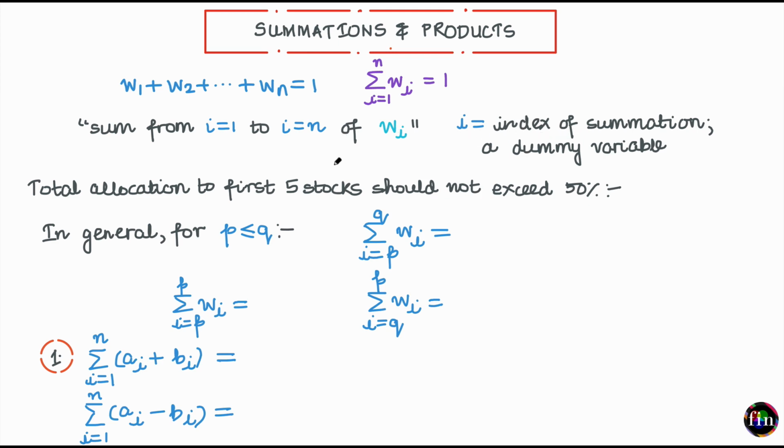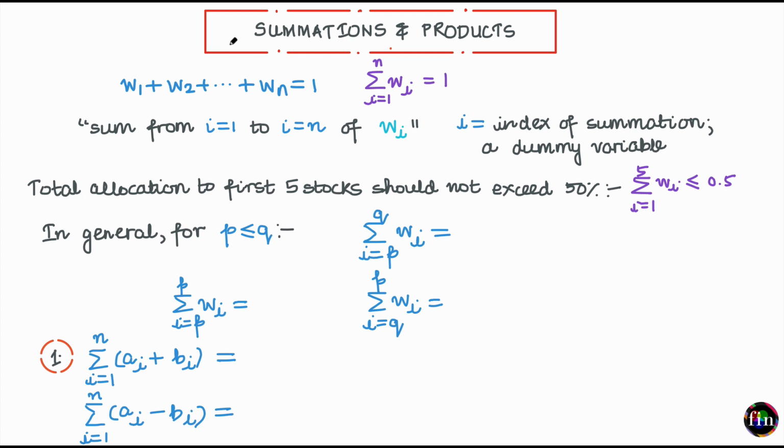Now I can try out one more example. Let's say I want to write down mathematically this constraint: the total allocation to the first 5 stocks should not exceed 50%. I can write this down as the sum from i equal to 1 to 5 of wi. Remember, the first 5 stocks should not exceed. That means it's not an equality here, it's an inequality. So it should be less than or equal to 0.5. That's how you will write down this statement mathematically.